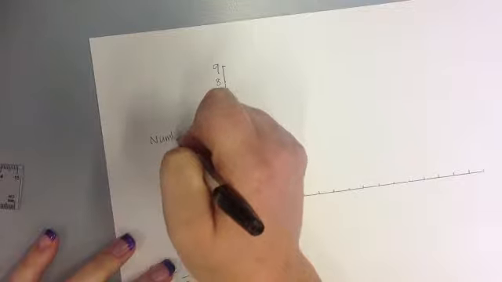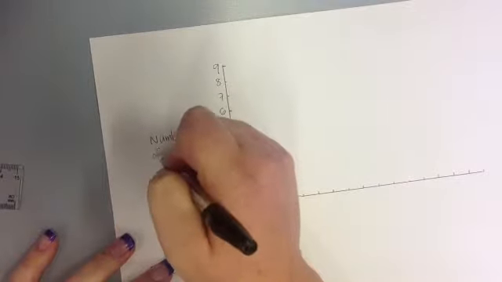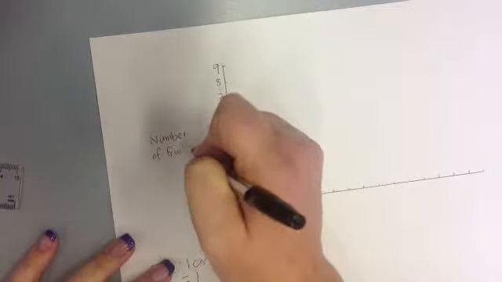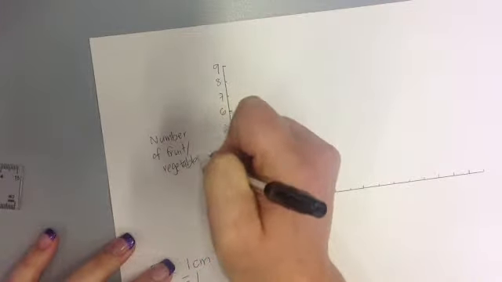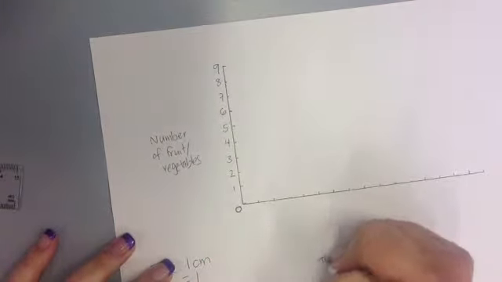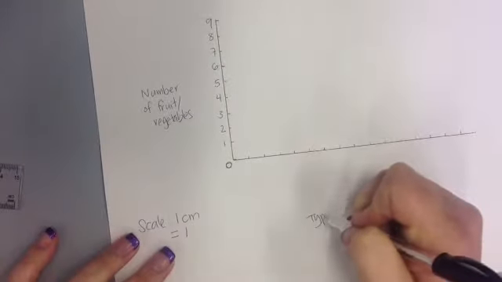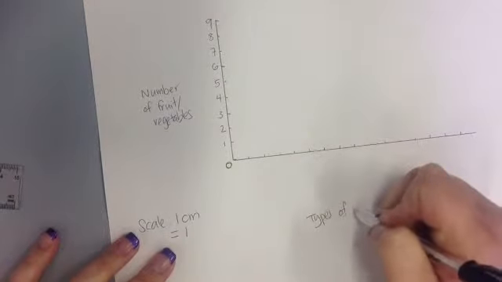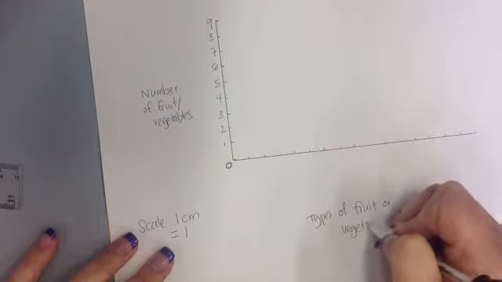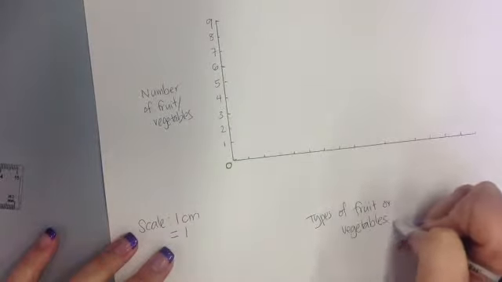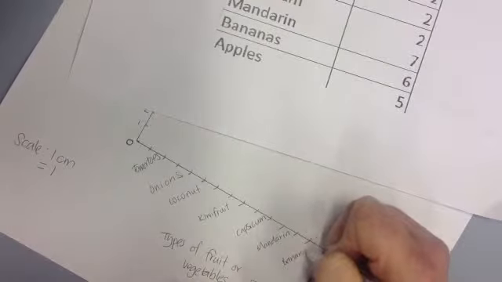What I'm going to do now is to label my axes so I know what each one is about. My y-axis is the number of fruit or vegetables. And my x-axis is the types of fruit and vegetables, my categories. The very last thing that I need to do is to label the categories along the x-axis there. So you can see that I've left a gap in between each category.